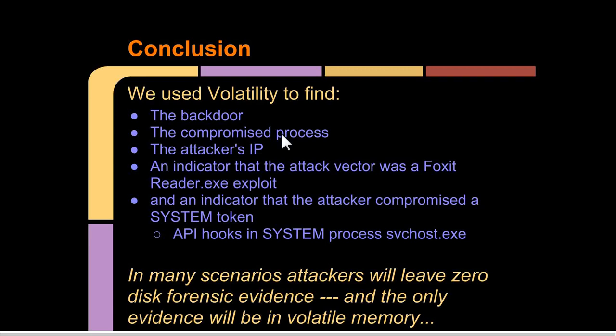So, since we're basically out of time, I demonstrated how we use Volatility and IDA to find basically the backdoor just with malfind. We got a little bit lucky. I didn't show you going through all the process dumps with IDA. I showed you the compromised process. We found the attacker's IP, and we have a strong indicator the attack vector was a Foxit Reader exploit, and also indicated that the system token was compromised from the API hooks. And this was all without using any disk forensic evidence.